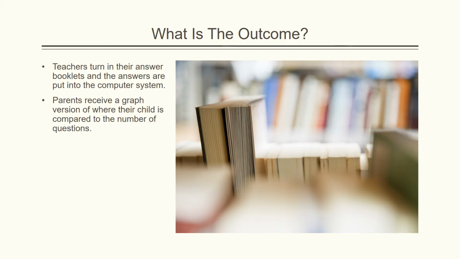What is the outcome of this assessment? Well, after we answer all the questions and tally up the correct ones, our answer booklets will be given up front, and those answers will be put into the computer systems. From there, parents will receive graphed versions of where their child is compared to the number of questions in that area. For instance, if Johnny answers 10 questions correctly, but there are only 14, parents will be able to see this comparison and see whereabouts their child needs that extra academic help.